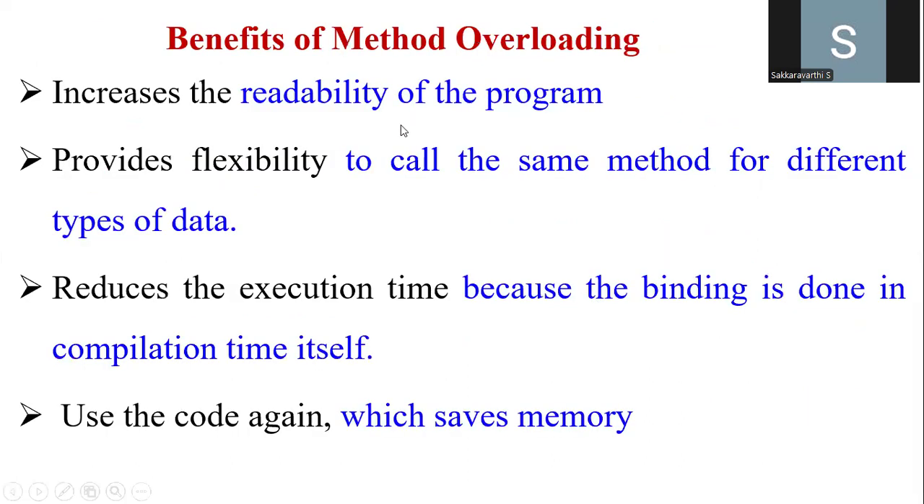So the benefits of method overloading are that it increases the readability of the program. We can call the same method with different types of parameters and different types of data, and it reduces execution time because the binding is done at compilation itself. It also lets us reuse the code, which saves memory. So these are some of the advantages of the method overloading feature.